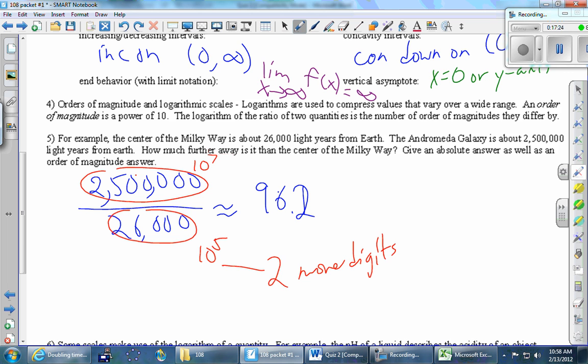Now I want you to take the log of this 96.2. What do we get? 1.98. Very close to what number? 2. That's what we're doing. If you want to know how many more digits you need, you take the ratio and then you take the log. That's how many more digits you need.